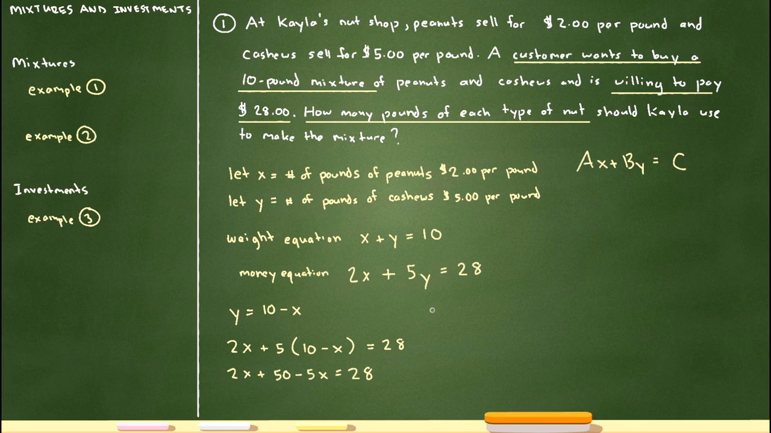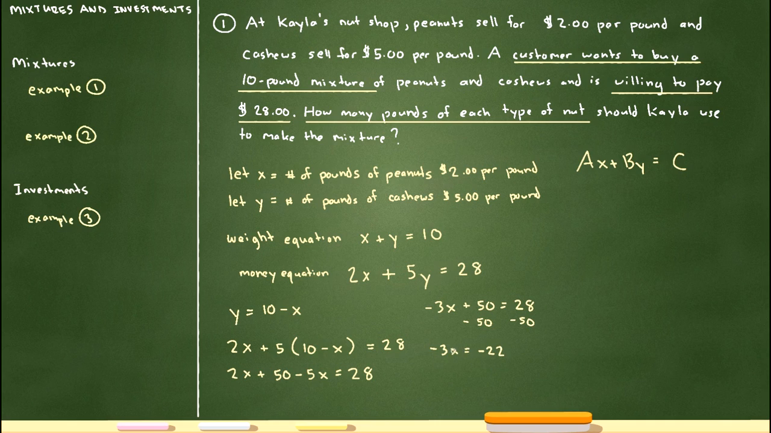Let me combine like terms here. So 2x minus 5x is going to be negative 3x. And we have a positive 50 here. This is equal to 28. So let me go ahead and subtract 50 from both sides. So we get negative 3x is equal to negative 22.